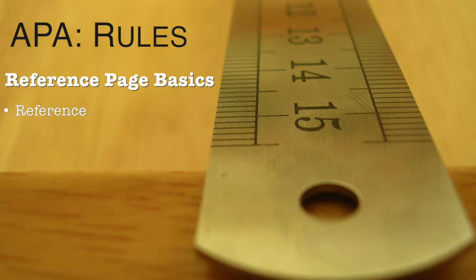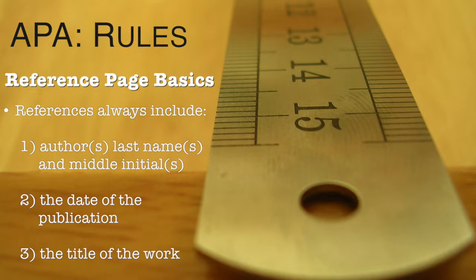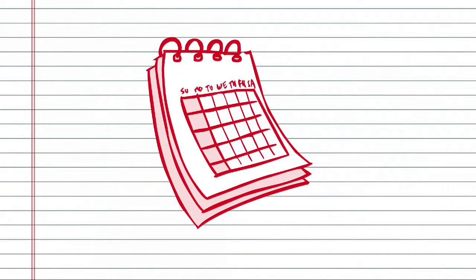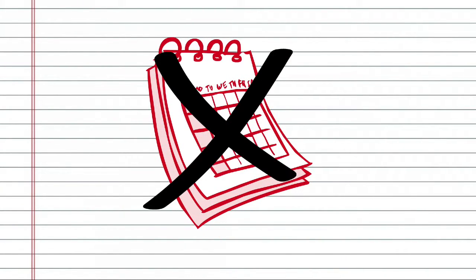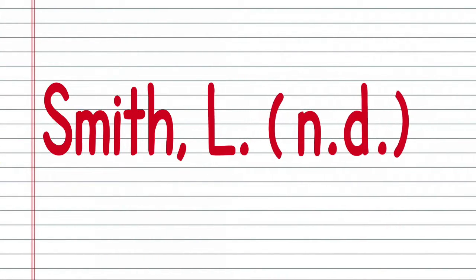References are listed with the author's last name and initials, the date of the publication, the title of the work, and then depending on the format of the source, the specifics change. One note applicable to all references is that some works will not be dated. For these, you can use n.d., in between parentheses, after the author's names. This stands for no date.